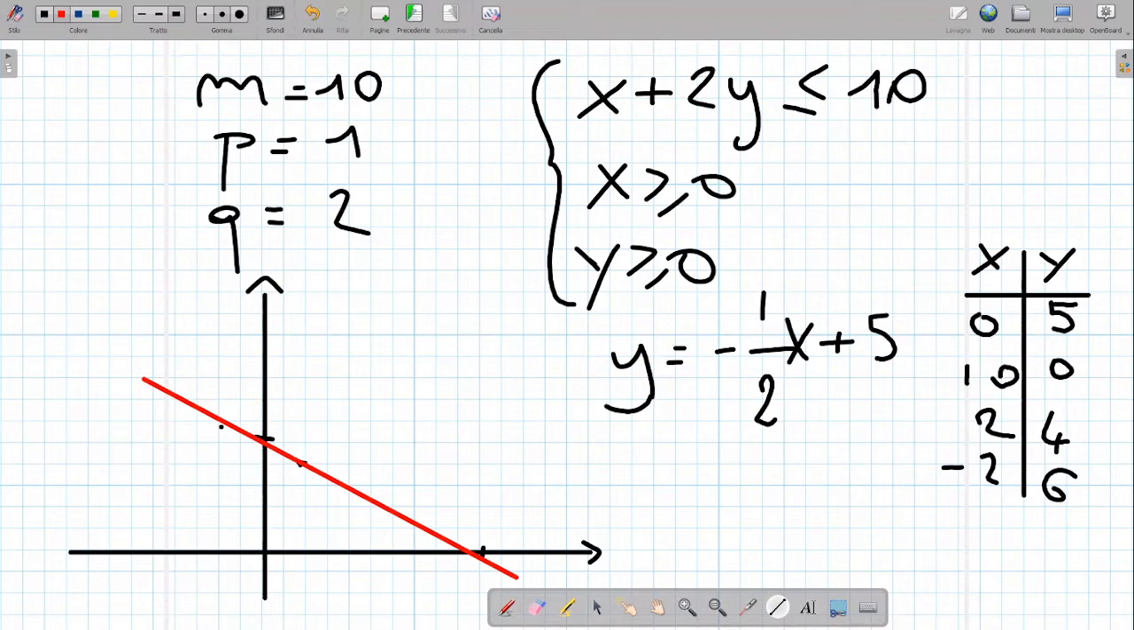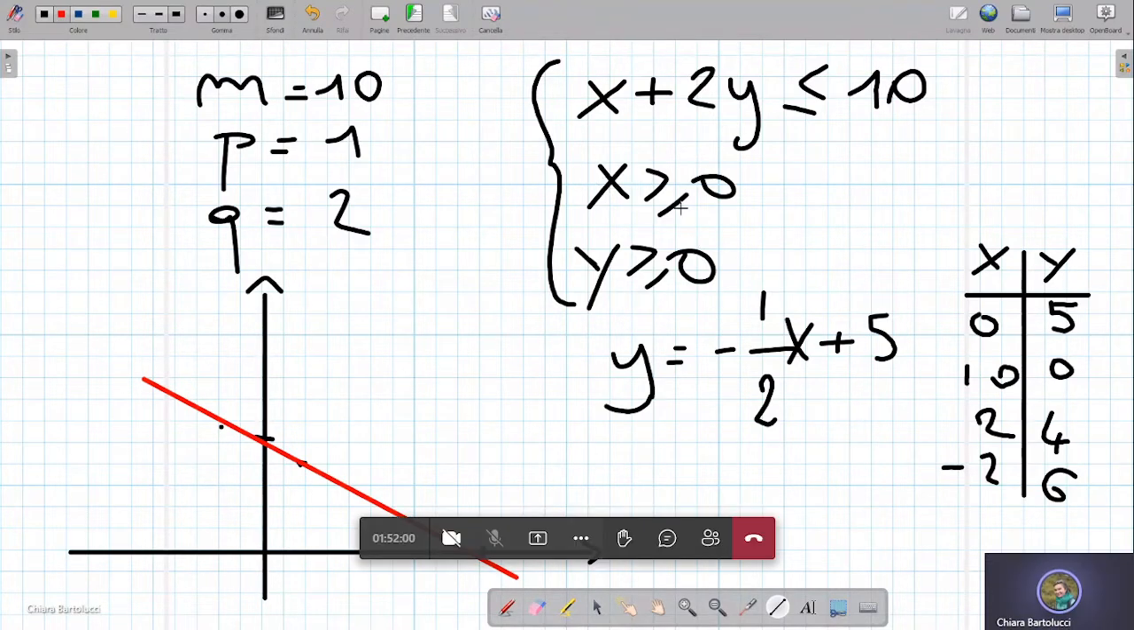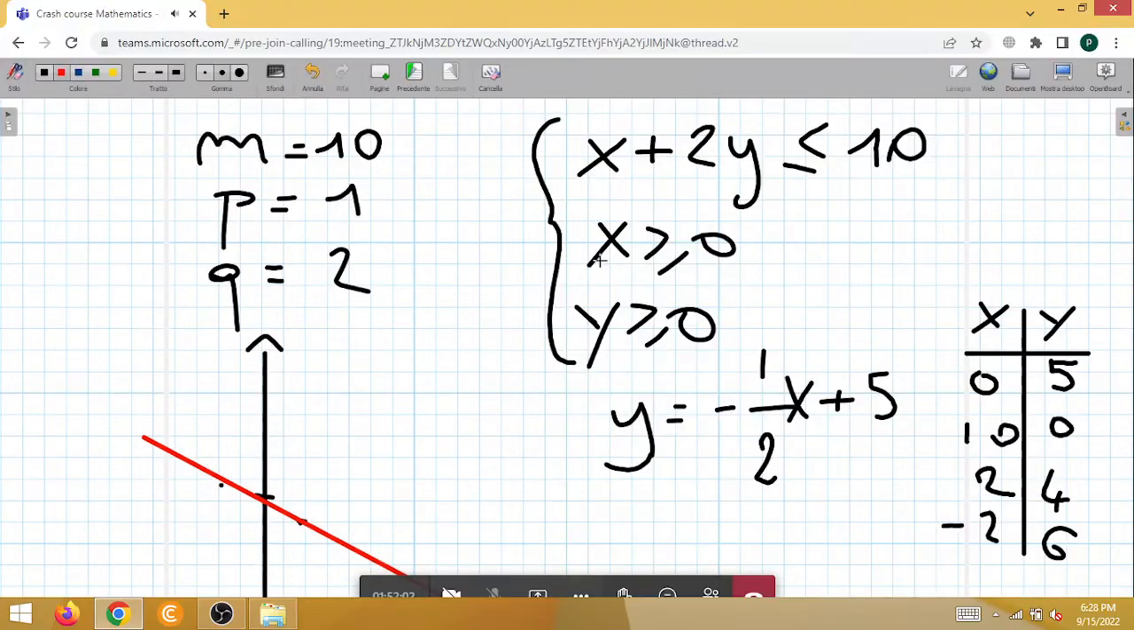We can just try to understand: since when we draw a line, the plane will be divided into 2 regions. We can see that we have a part which is above the line and one which is below. So how can we choose the region that is described by the inequality? So let's start with the 2 easier ones, x greater or equal than 0 and y greater or equal than 0.